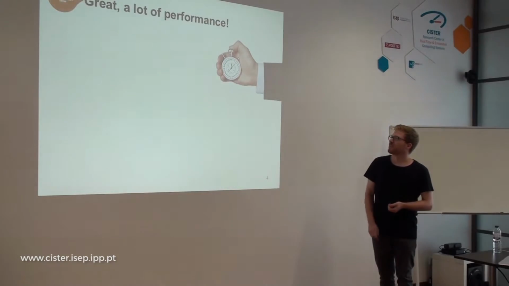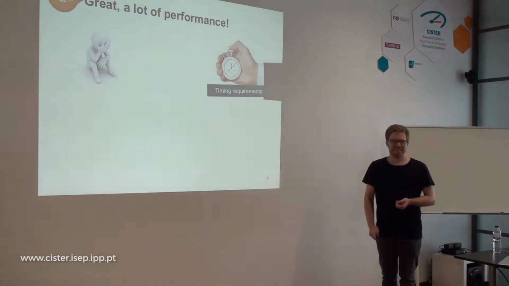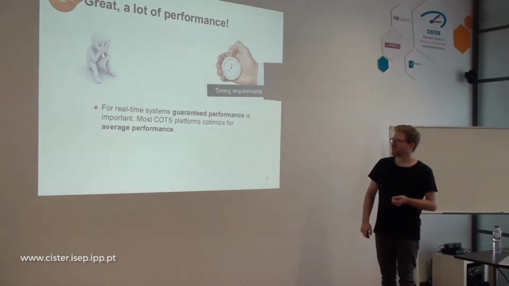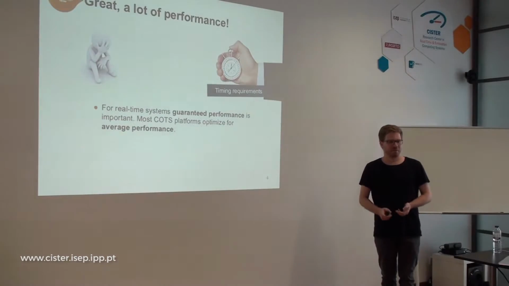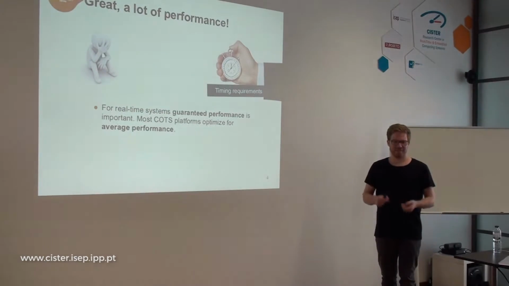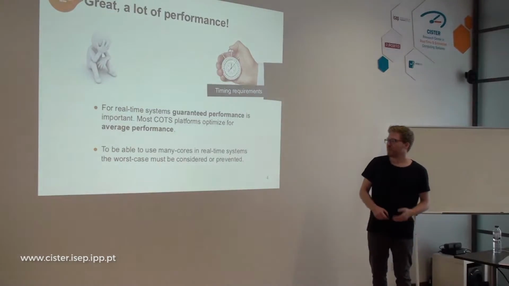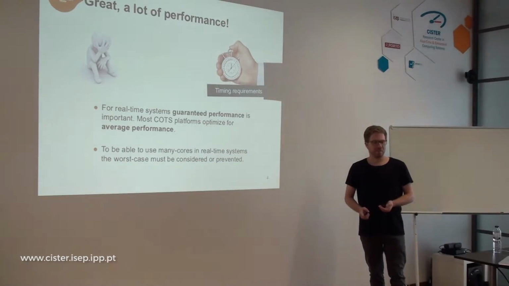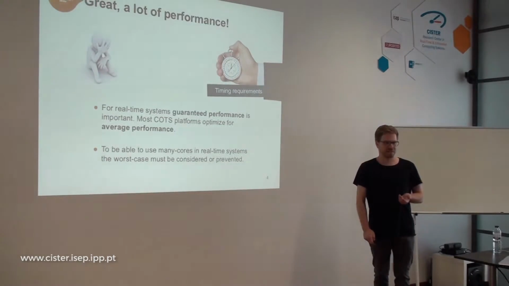But of course we have to keep in mind that we have timing requirements. So it's not as easy as it might look. For real-time systems, guaranteed performance is important. But unfortunately, most of the COTS platforms are designed for average performance, just because it's a different market in mind. So to use these many-core platforms in real-time systems, either we have to account for the worst case, or we have to somehow prevent this worst case. And that's basically what I'm going to talk about.